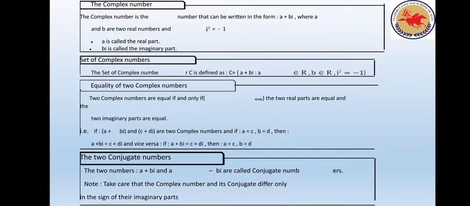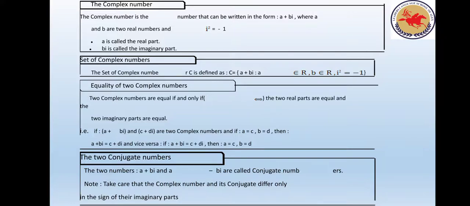Equality of two complex numbers. When are two complex numbers equal? Two complex numbers are equal if and only if the real part equals the real part and the imaginary part equals the imaginary part. For example, if a plus bi and c plus di are complex numbers, and if a equals c and b equals d, then a plus bi equals c plus di, and vice versa. That means the real part must equal the real part and the imaginary part must equal the imaginary part.